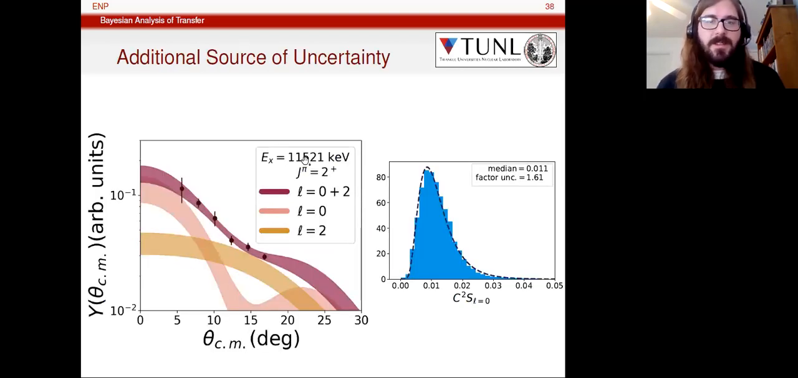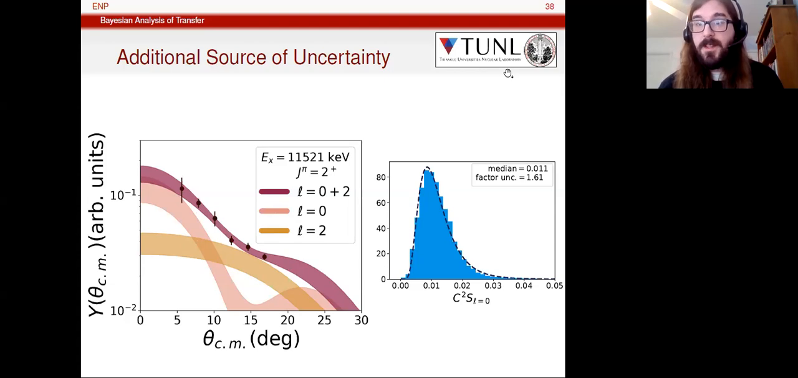So again, another bound state, 2 plus. This is made from a combination of a 0 plus a 2 transfer, and that is the dark purple. And then the light purple is showing the L equals 0 component. The L equals 2 component in orange is shown here, and you can see that these are quite a bit broader. However, their combination creates a very narrow credibility interval.